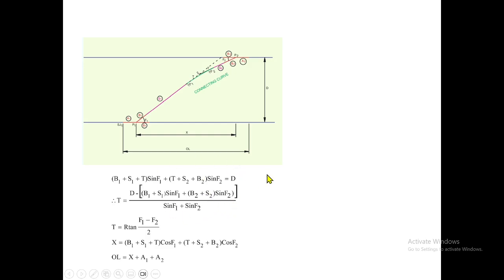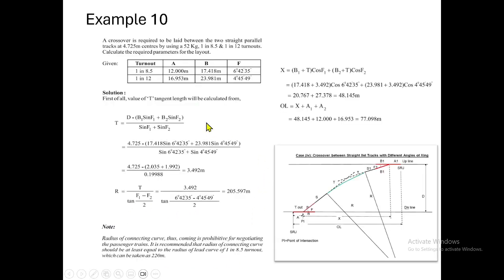Anyway, let us see a worked example, then you can understand in what way these formulas are useful. In this first example, a crossover is required to be laid between two straight parallel tracks at 4.725 meter centers by using 52 kg 1 in 8.5 and 1 in 12 turnouts. Calculate the required parameters for the layout. So they have given all details here: the A distance, B distance, and the crossing angle for 1 in 8.5 and 1 in 12.